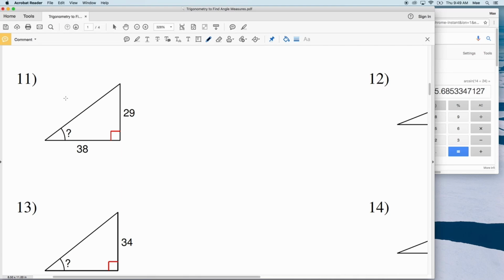So before we start with number 11, I'm going to write a useful acronym or a useful saying to help you figure out whether you're going to use sine, cosine, or tangent.